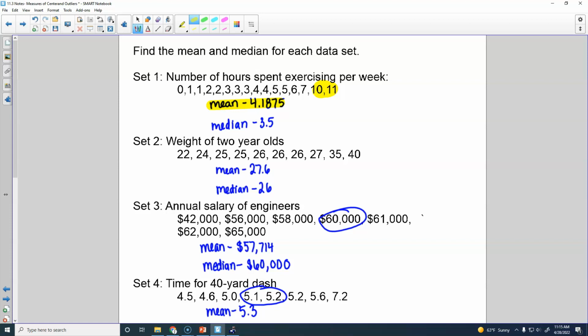All right, for set 2, we are looking at the weight of 2-year-olds. 35 and 40. These are some big 2-year-olds right here, right? Henry's 5 and he weighs 42 pounds.